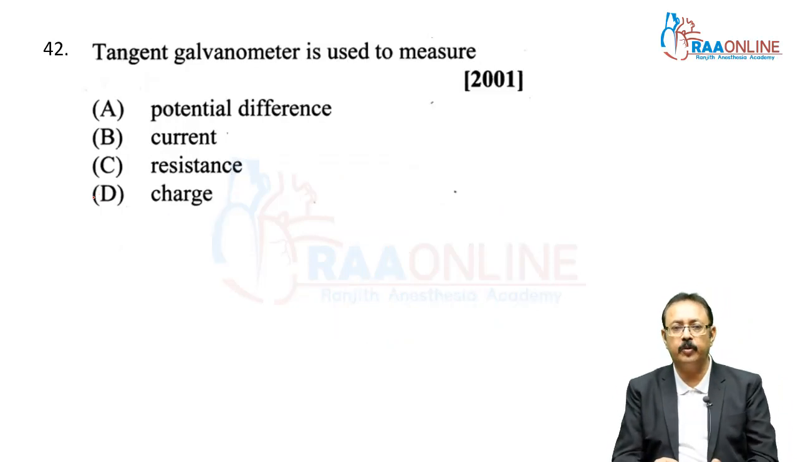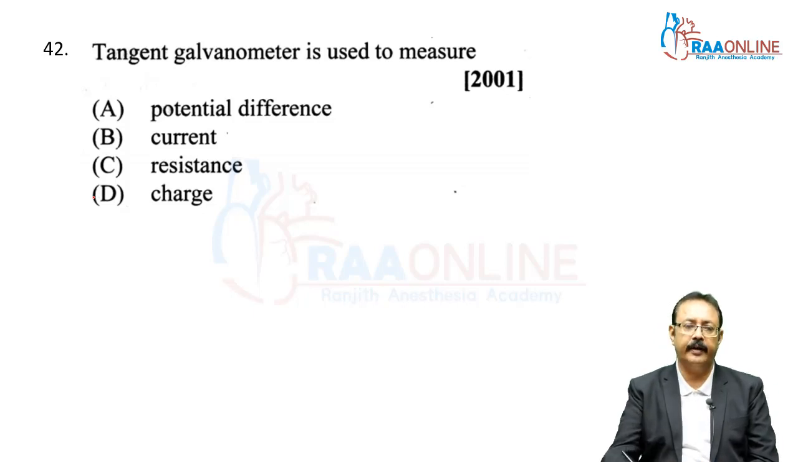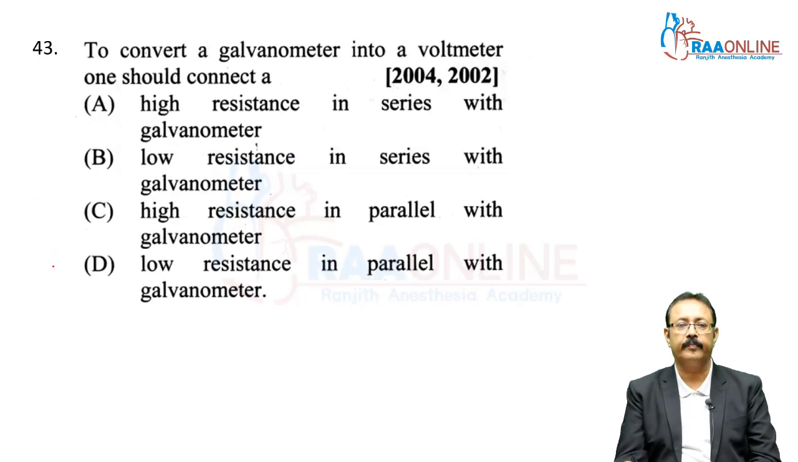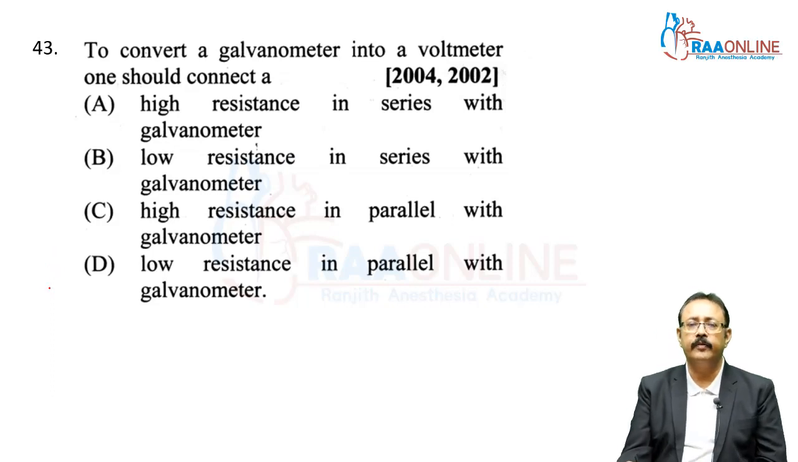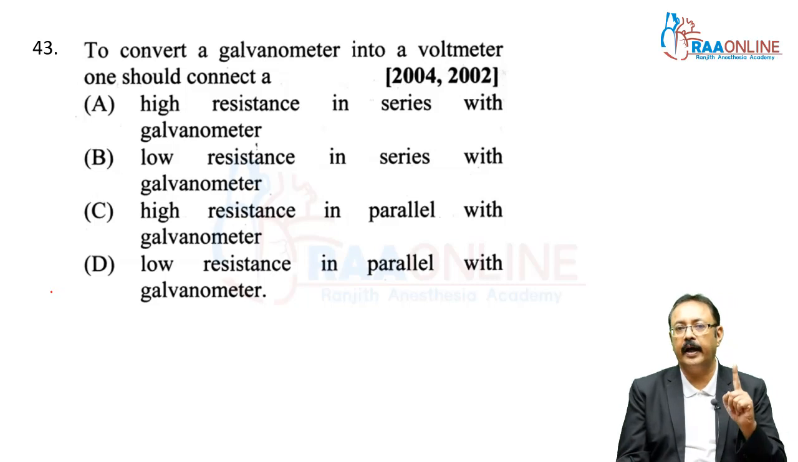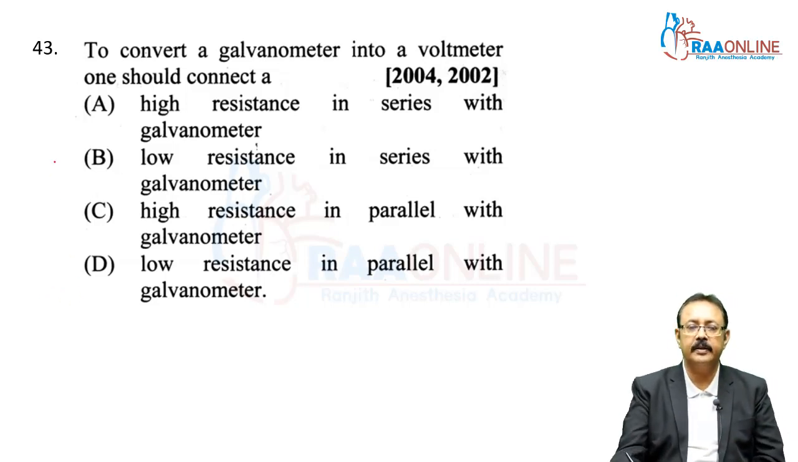Next, it is from 2001 AIPMT. Tangent galvanometer is used to measure current. We discussed there, with the help of theta you can calculate the strength of current. To convert a galvanometer into a voltmeter, we have to connect one high resistance in series with the galvanometer. So high resistance in series with the galvanometer.